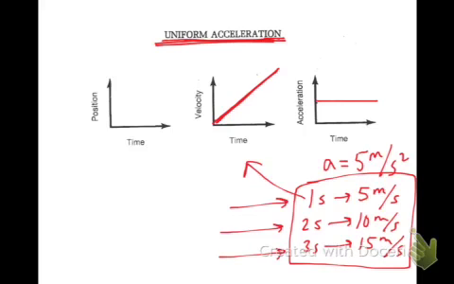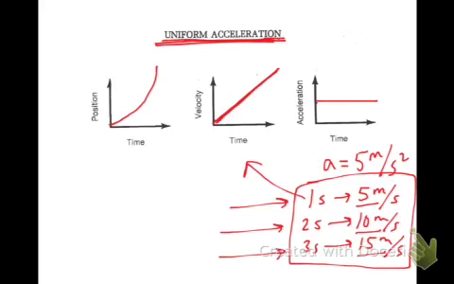Every second, we're covering more of a distance. 5 meters. Then we're moving to 10 meters in that same second. Then we've now covered 15 meters in that same second. So, our position versus time graph is an exponential graph.